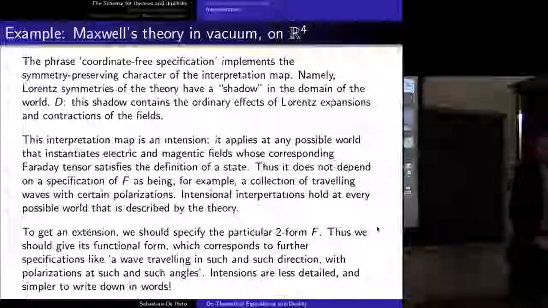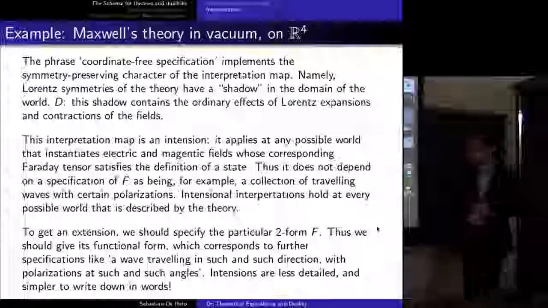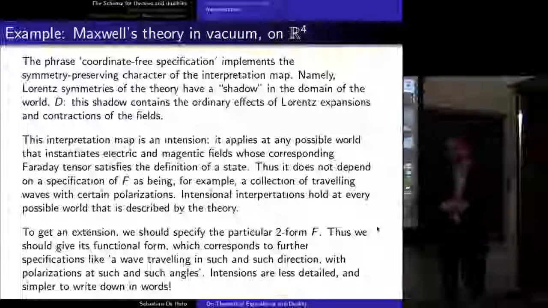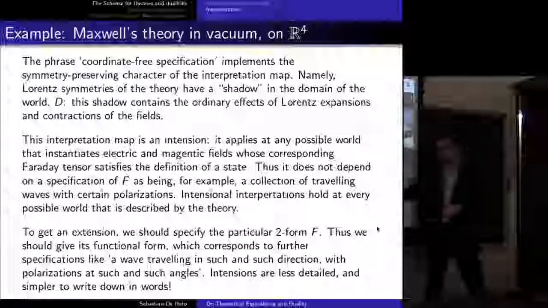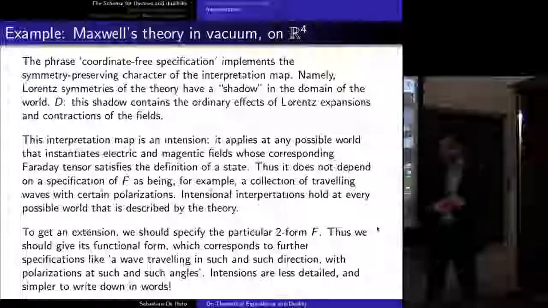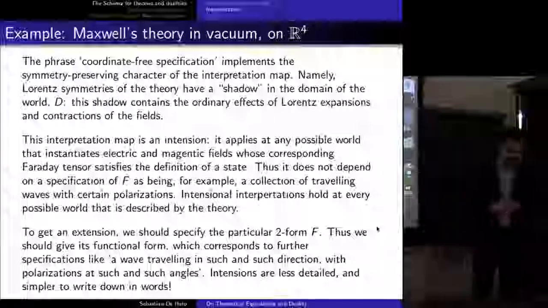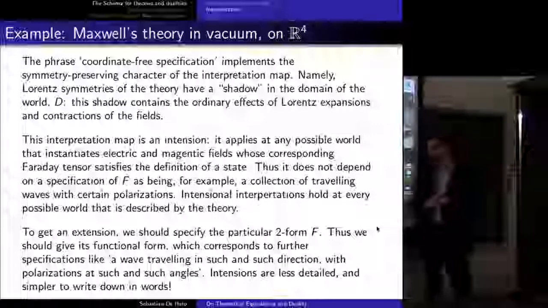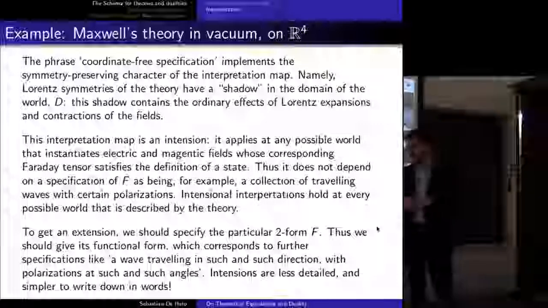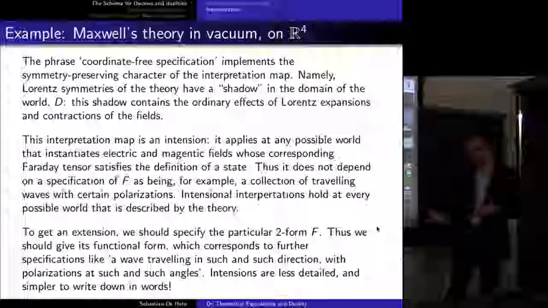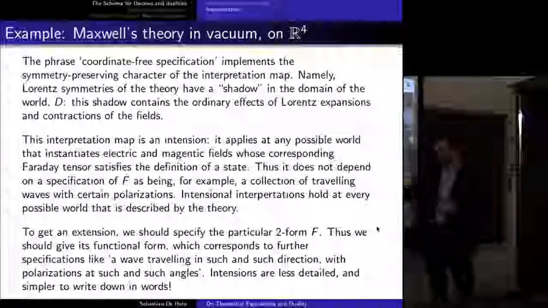Now, like I said, this interpretation map is an intention. It applies at any possible world that instantiates electric and magnetic fields whose corresponding Faraday tensor satisfies our definition. So it does not depend on a further specification of the Faraday tensor as being, for example, a collection of traveling waves with certain polarizations, because that would be a further specification. So to get an extension, we should specify the particular two-form F that we are looking at. So we should give its functional form, which corresponds to such further specifications, such as a traveling wave in such and such direction, polarizations at such and such angles. So for the purpose of my talk, I'm going to slightly simplify, and I'm going to focus on these kinds of extensions.